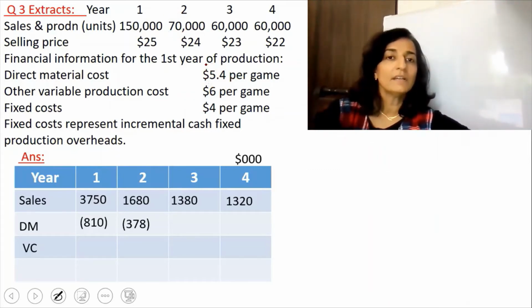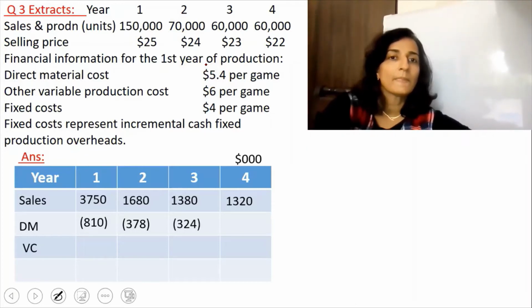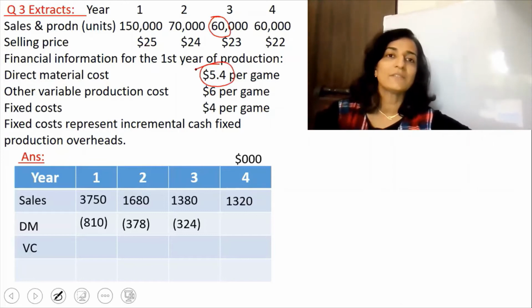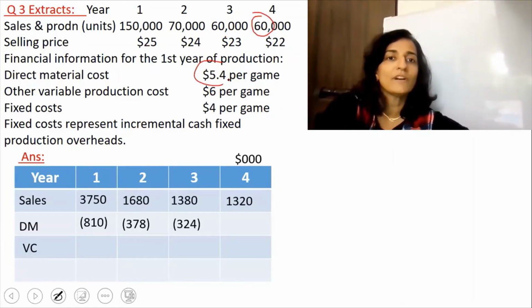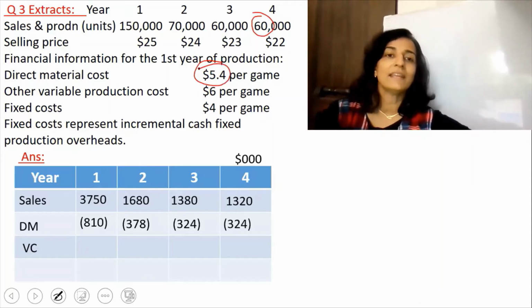And for the third year, it is 60 into 5.4, which is negative 324. And for the last year, it is 60 into 5.4, which is again negative 324. So we get direct material cost for all the 4 years.